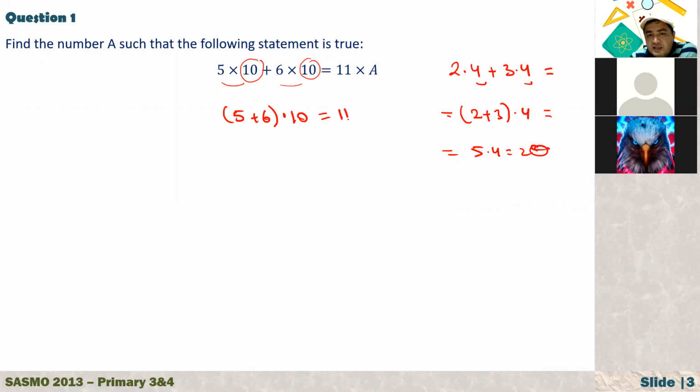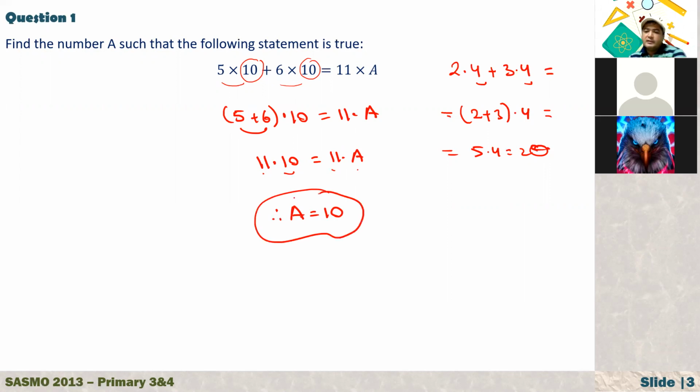On the right hand side, we have 11 times A. What is 5 plus 6? It is 11. You don't have to multiply here. And here we have 11 times capital A. 11 times A is equal to 11 times A, that means A should be equal to 10. So our answer is 10.